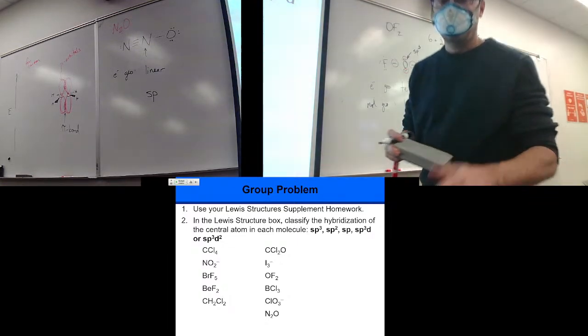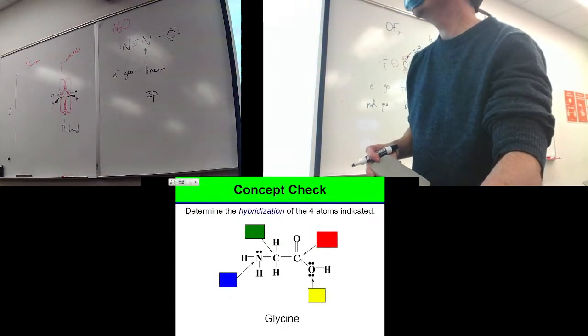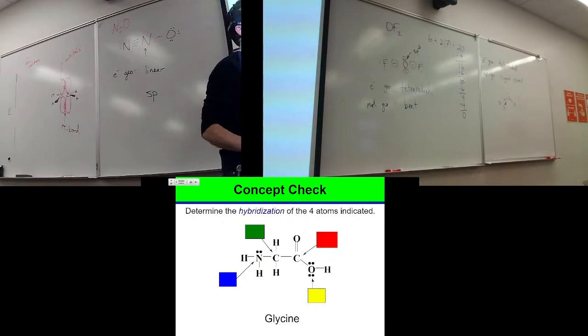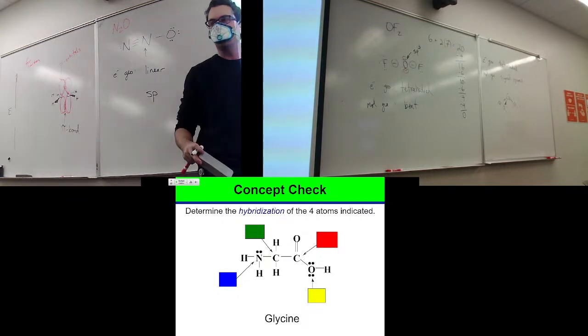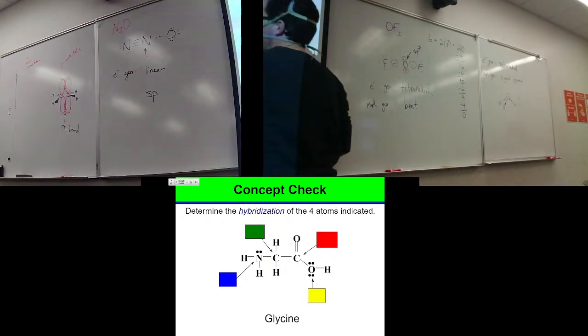Okay. So over here, we can just quickly look. This N, what's the hybridization? It's sp3 because there's 1, 2, 3, 4 groups, tetrahedral. So it's got to be sp3. The carbon, sp3. The oxygen, sp3. 1, 2, 3, 4.